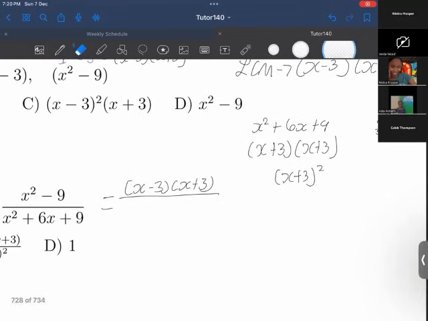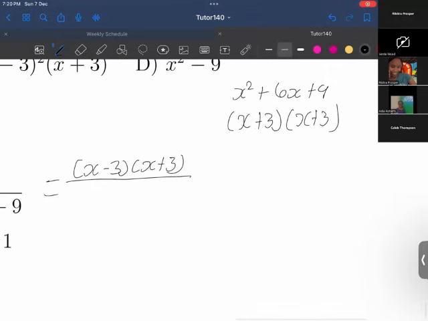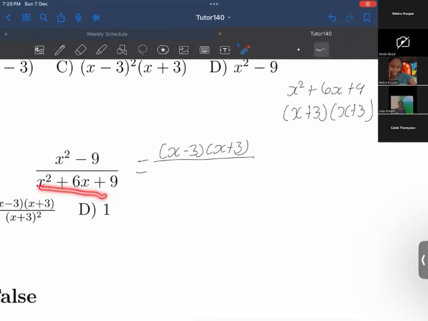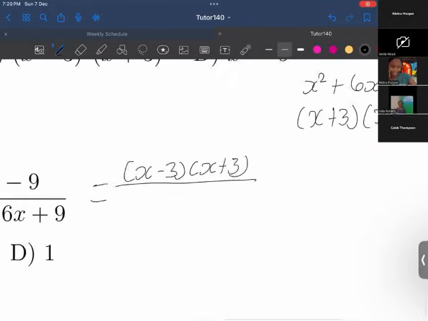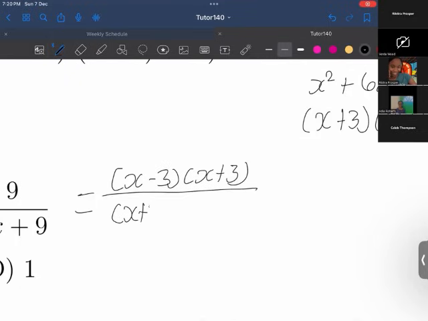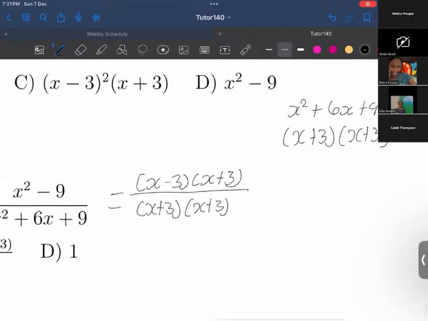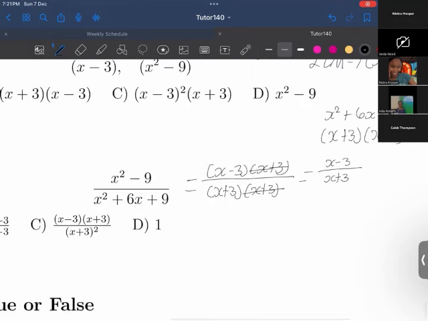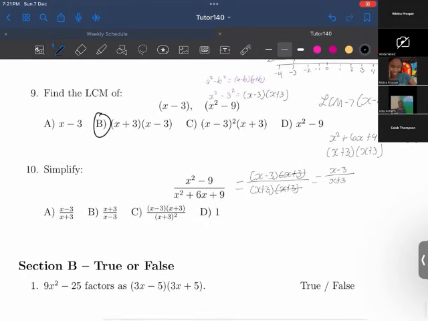Or you could just leave it as x plus 3, x plus 3, because you're going to have to factor out some stuff. So I haven't put it as x plus 3 squared. So we factored the denominator. That's the factored version of it. So we're just going to write it again underneath here. So that's x plus 3, x plus 3. So now what we want to do is cancel out what's common in the numerator and the denominator. They have x plus 3 common. So our final answer would be x minus 3 over x plus 3. And that would be 8.